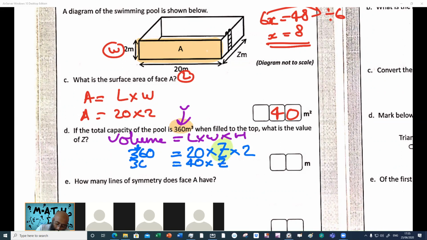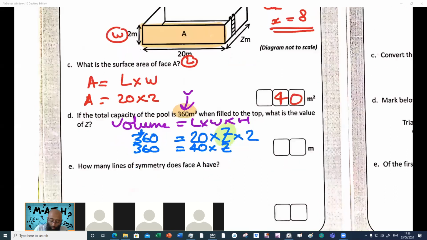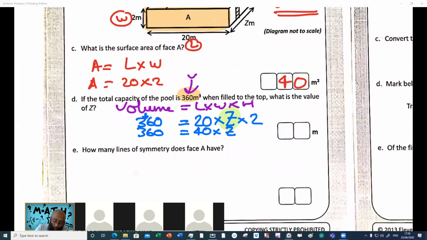I call this kind of question a reverse question. They're giving us the answer, which is 360, and they want us to go backwards and work out part of the question. So we've got to work out the z. We've only got times by 40 left. What's the opposite of times by 40? You divide by 40. Beautiful. What's 360 divided by 40? Is it 90?